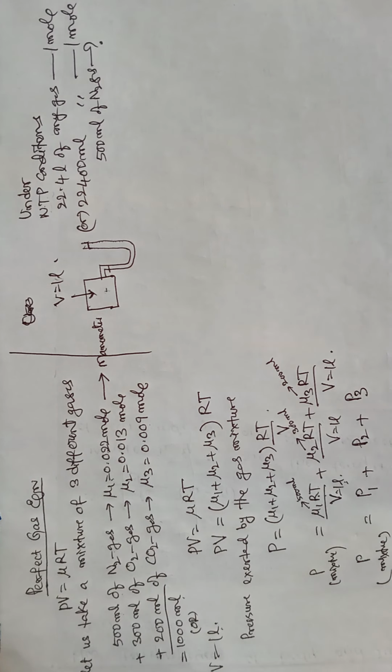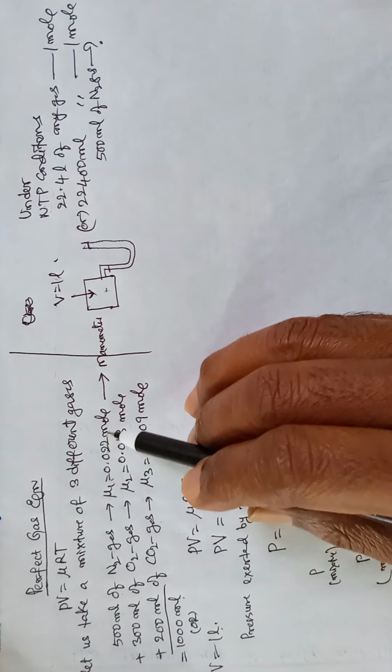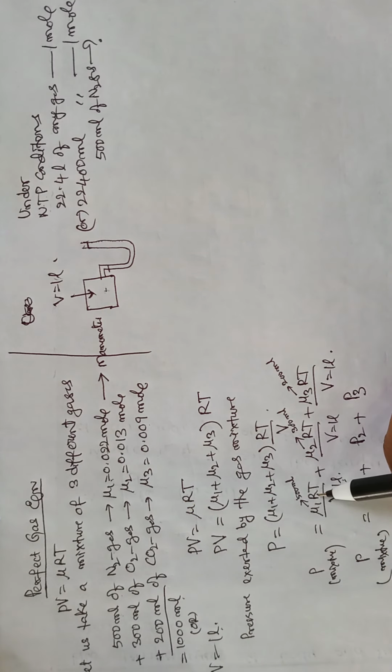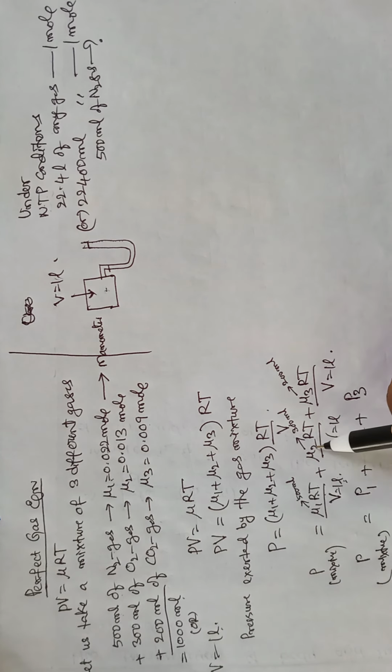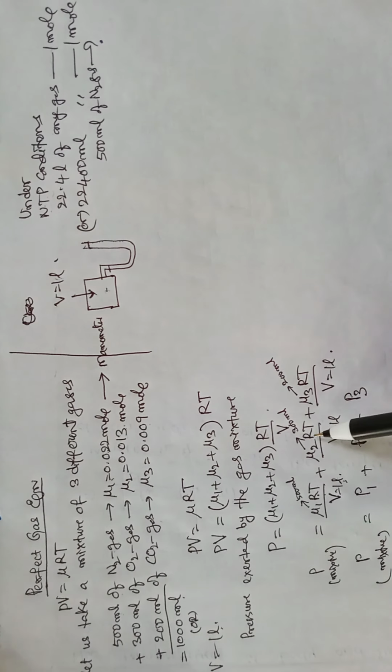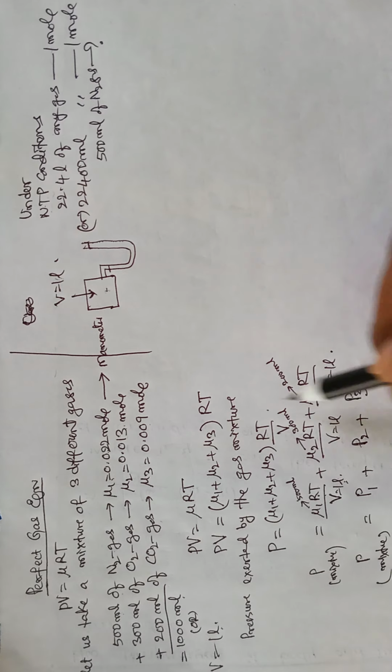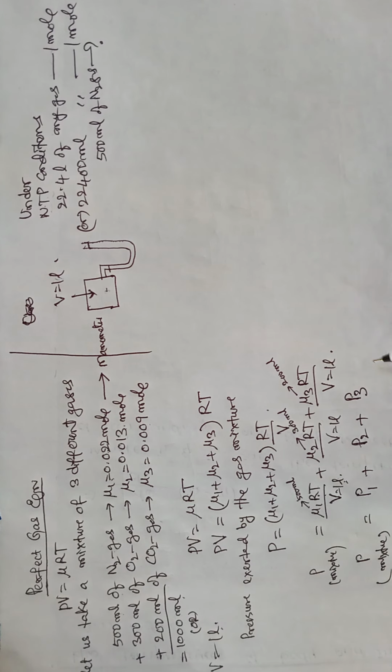So, first let us do it theoretically, afterwards experimentally. You take this term: mu1 is 0.022, R the universal gas constant is 8.3, T is room temperature, V volume is 1 liter. Substitute all the values, you get a certain value. Here mu2 is 0.013 moles, T the same, V 1 liter. Substitute, you get a certain value. Next, mu3 is 0.009 moles, T and V the same values. Substitute and you get the P3 value here. And you add the three values. You get some theoretical value, P.